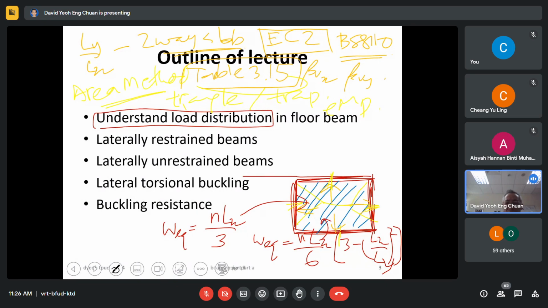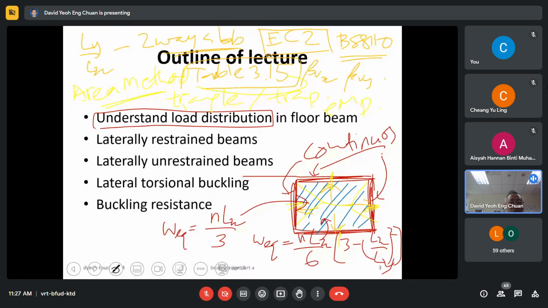So this is only correct if all adjacent sides are continuous. Okay, all sides are continuous. Other than that, if you use this one, then it's not accurate.